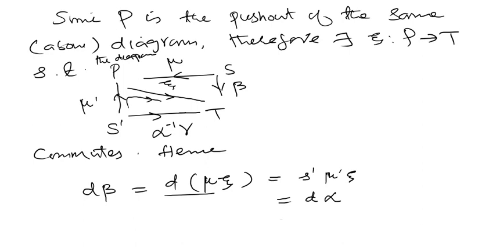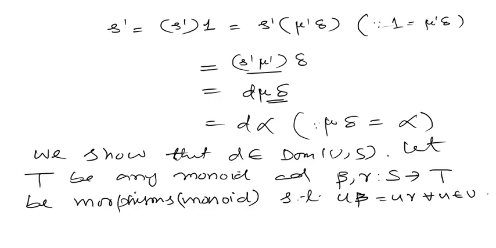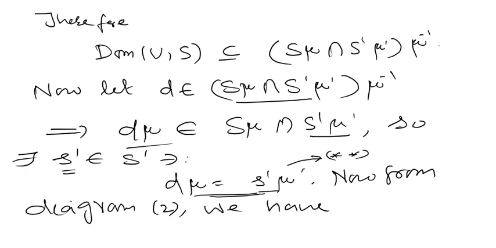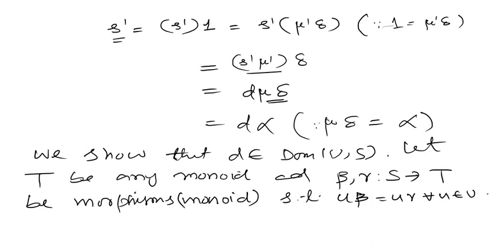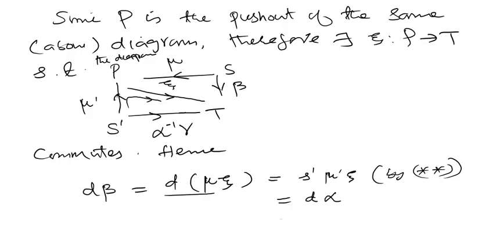And here you used d beta, you wrote d, you wrote beta as mu zeta. You wrote this from this diagram, and then you wrote d mu as s prime mu prime, by double star. And now you wrote s prime as d alpha. So s prime is equal to d alpha. What is s prime? S prime is equal to d alpha. Let's look at this. You can name this triple star. S prime is equal to d alpha. So s prime is d alpha, then we have here mu prime and zeta, by triple star.